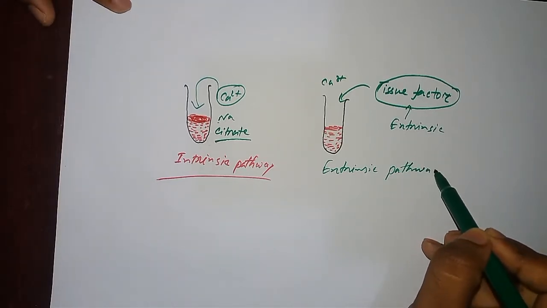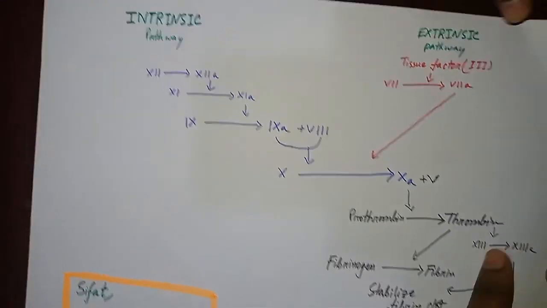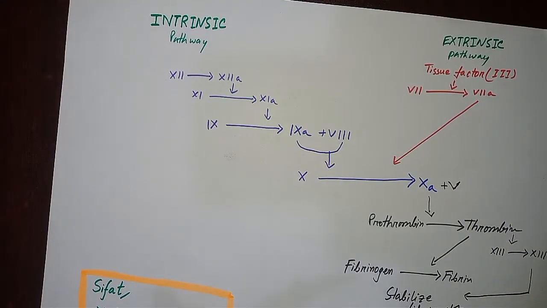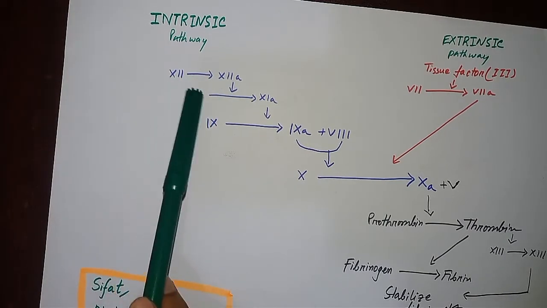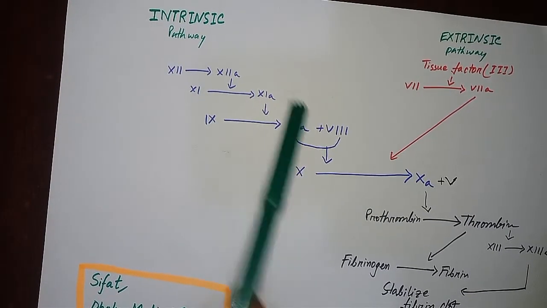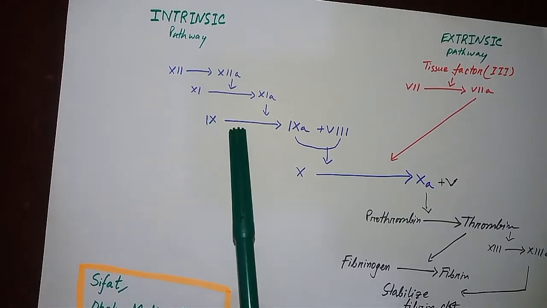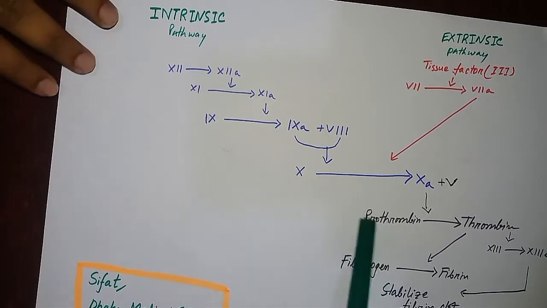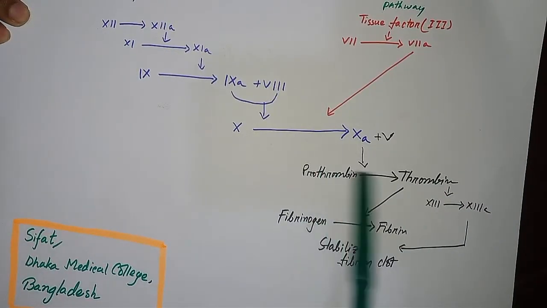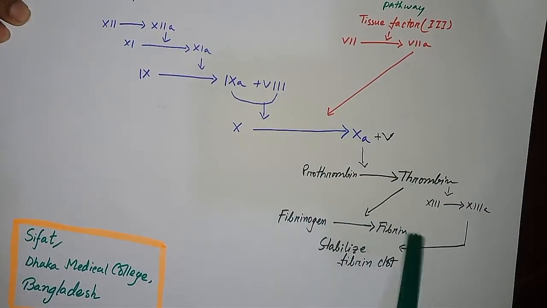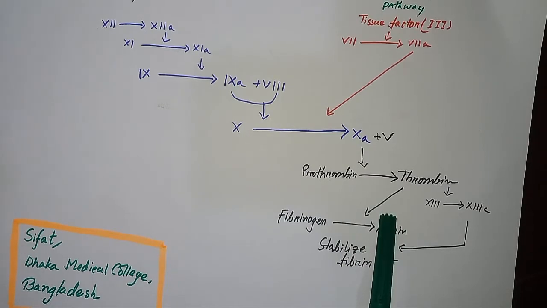And let's see what is found in the extrinsic and intrinsic pathways. In the intrinsic pathway, the intrinsic factors are factors 12, 11, 9, and 10, which activate one another in a cascade phenomenon, and thus activate prothrombin, and prothrombin activates thrombin. Thrombin activates fibrinogen, and fibrinogen ultimately causes fibrin fibers to be formed.